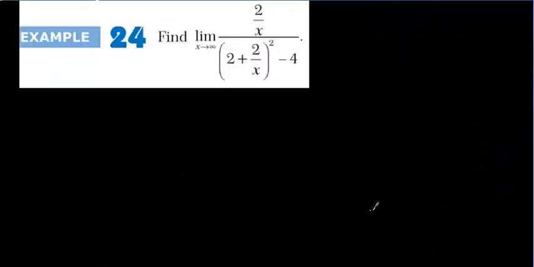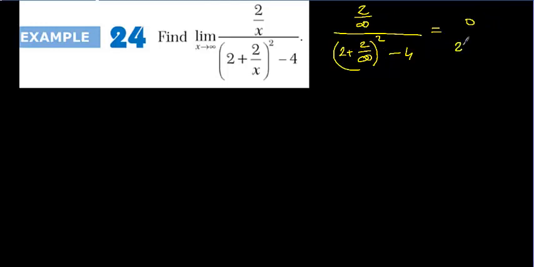Okay, this is the last one. Here it seems that it's difficult to find the roots. This question is a bit different than the others, because when you replace x with infinity, 2 over infinity is 0, and 2 plus 2 over infinity squared minus 4 is 2 squared minus 4, which is equal to 0 over 0 indeterminate form.